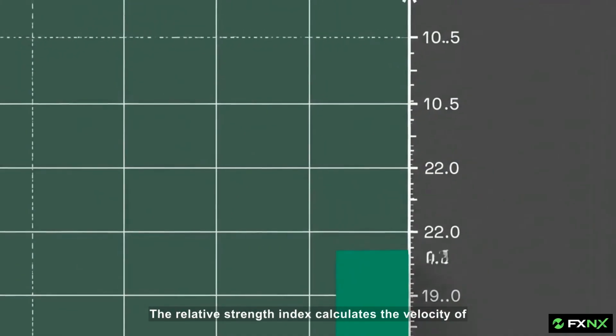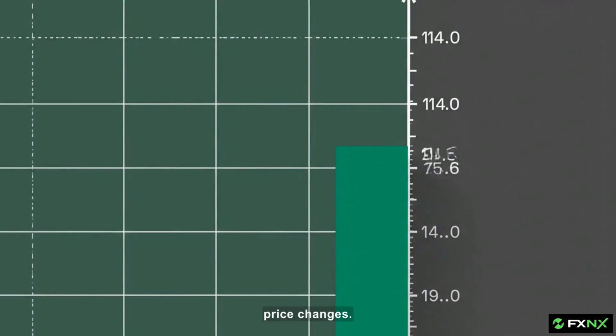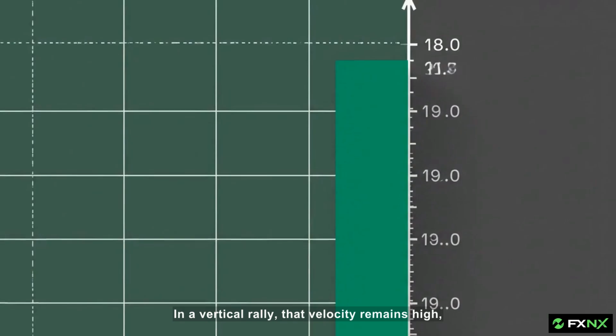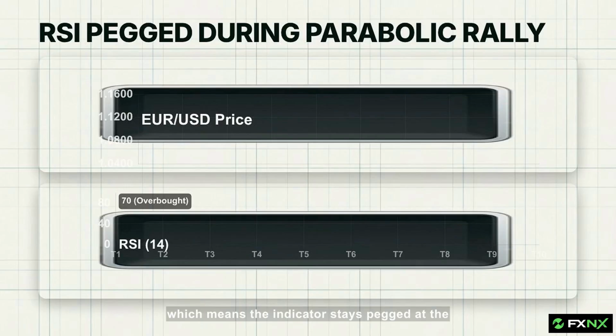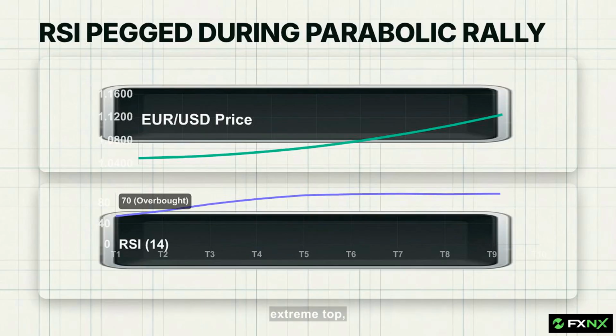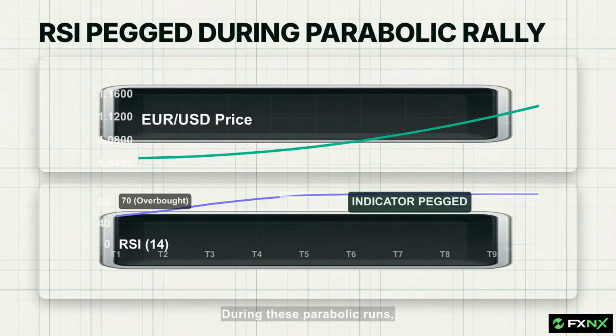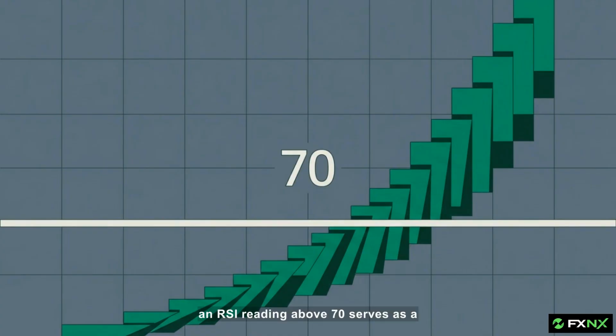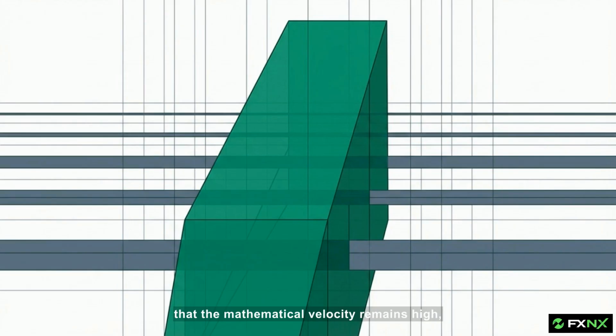The relative strength index calculates the velocity of price changes. In a vertical rally, that velocity remains high, which means the indicator stays pegged at the extreme top, regardless of whether the market is actually ready to turn. During these parabolic runs, an RSI reading above 70 serves as a marker of extreme trend strength. The price is moving with such speed that the mathematical velocity remains high, even as the pair reaches new peaks.